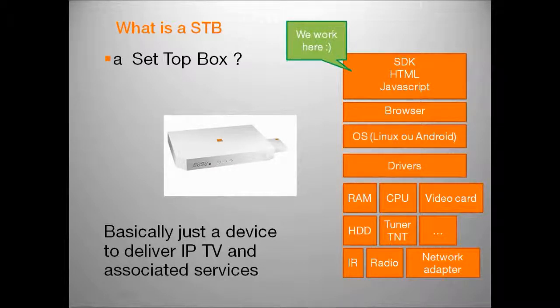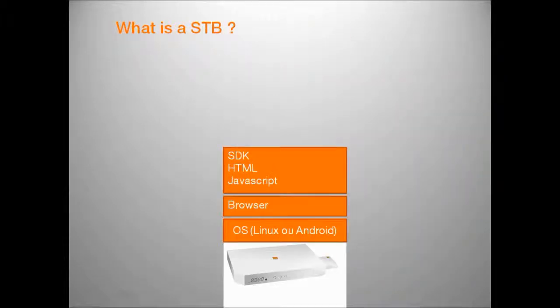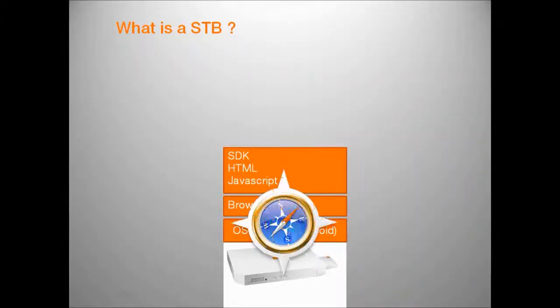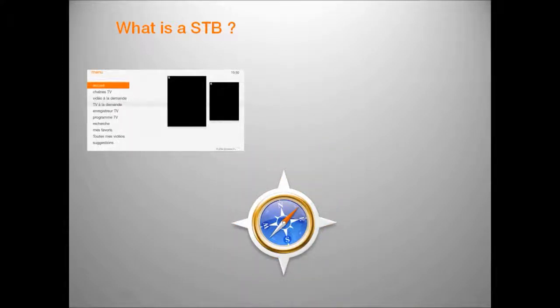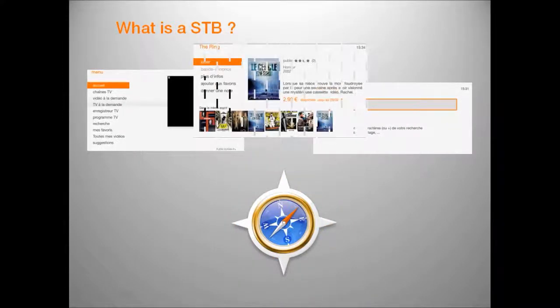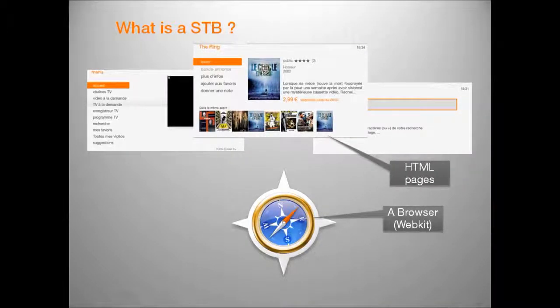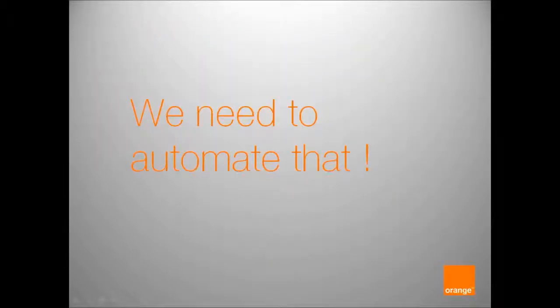That's where we code. In fact, a STB is just a web browser that displays HTML pages stored on the device to deliver services. The only difference is that you browse the services with a remote control, not a mouse or a keyboard. According to everyone, these steps consume too much time and we need to do something. In fact, we need to make a machine work for us.